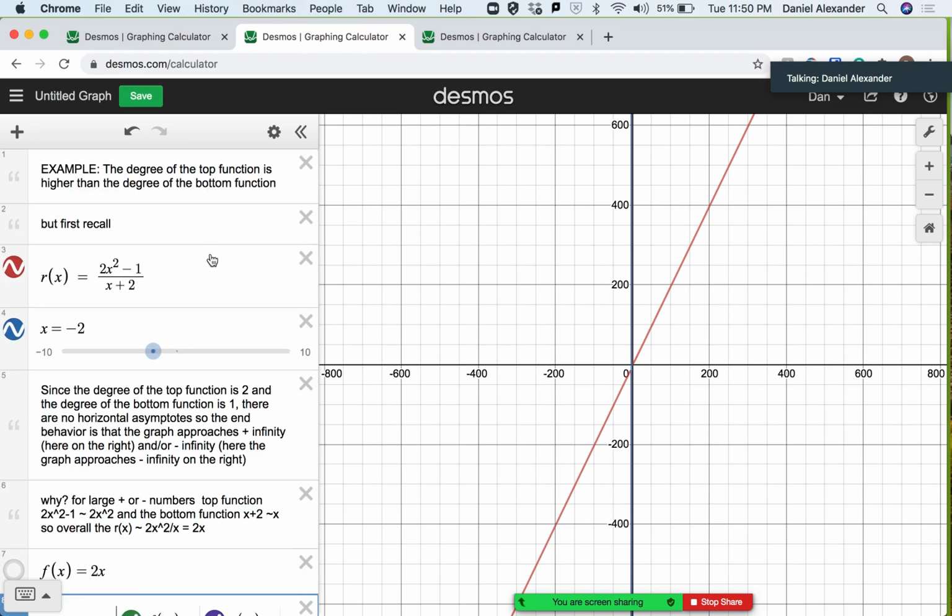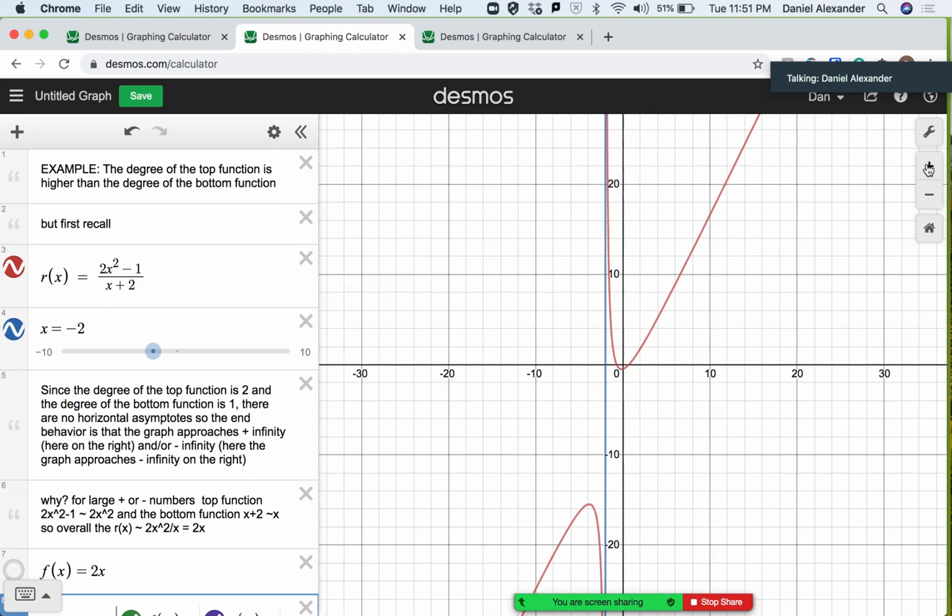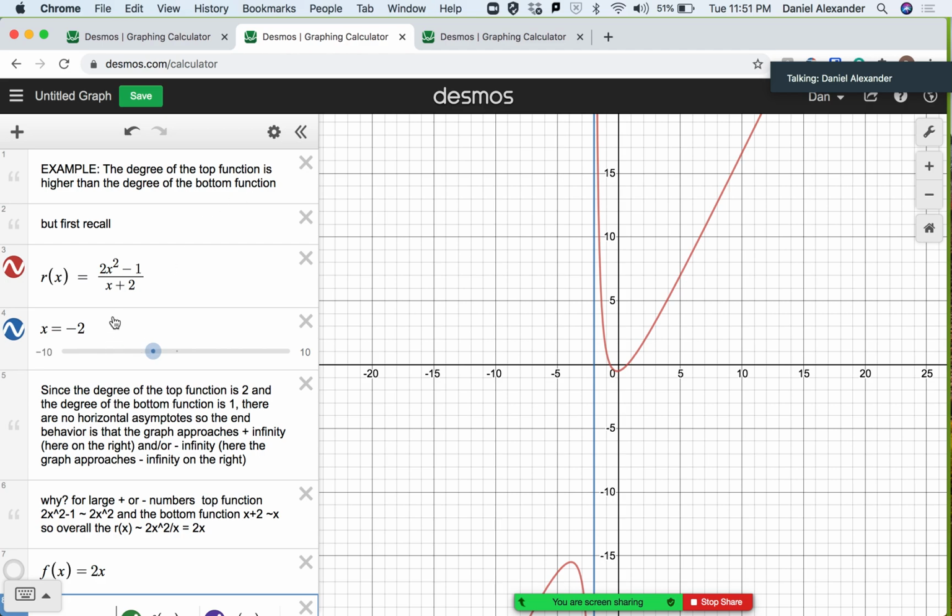We have the degree of the top bigger than the degree on the bottom. From what I said earlier, there's not going to be a horizontal asymptote. But since we've been talking about vertical asymptotes, this is a great chance to review. I look at r of x. The bottom is equal to 0 at x equal -2, so there's a vertical asymptote at x equal -2, like we did in the last one. Okay, enough said. Now remember, the degree of the top function is 2, the degree of the bottom function is 1.